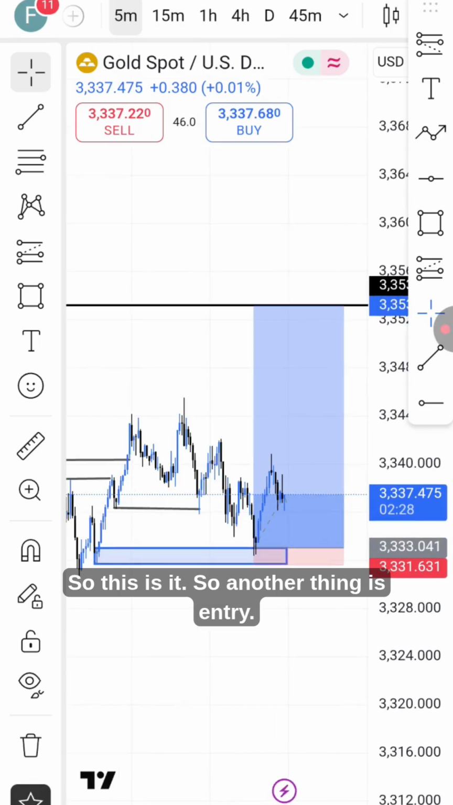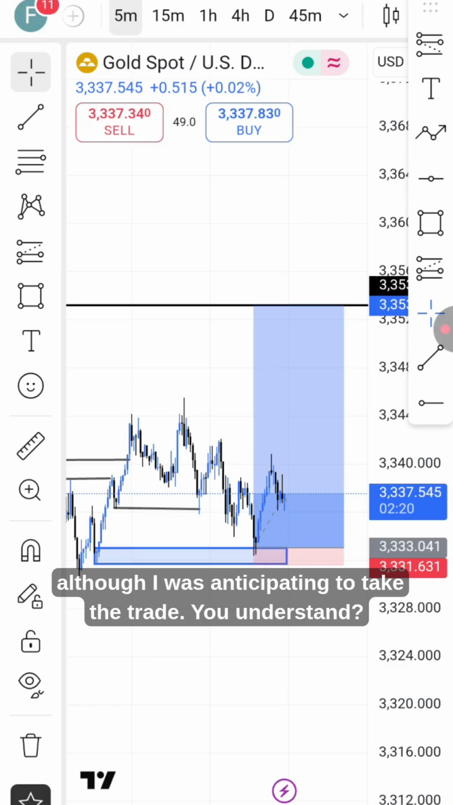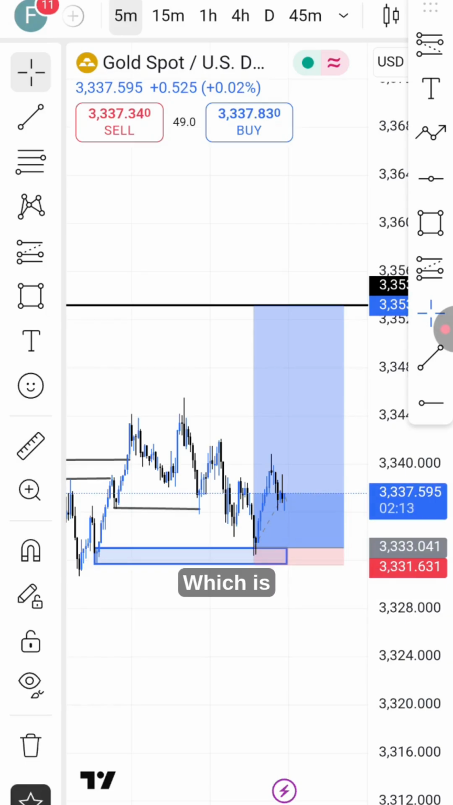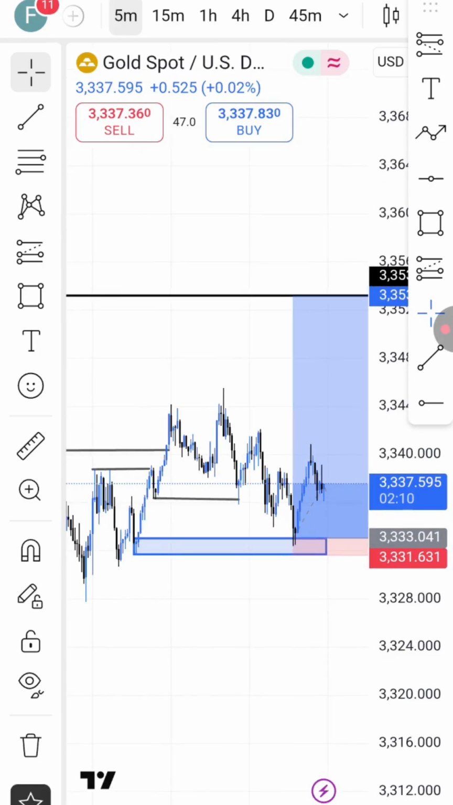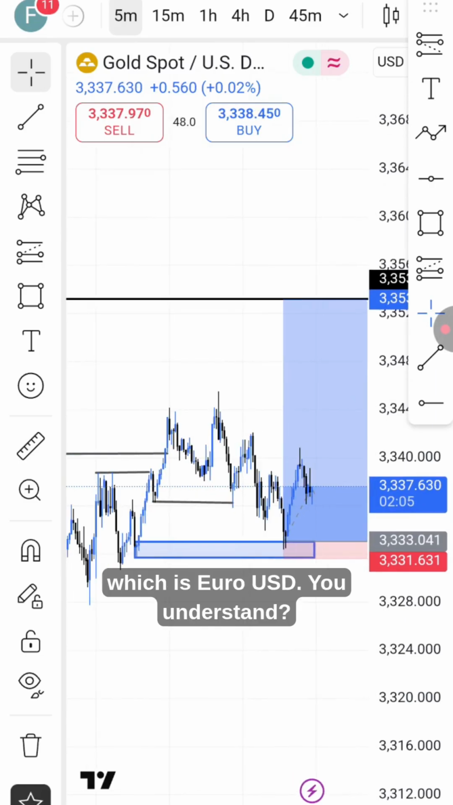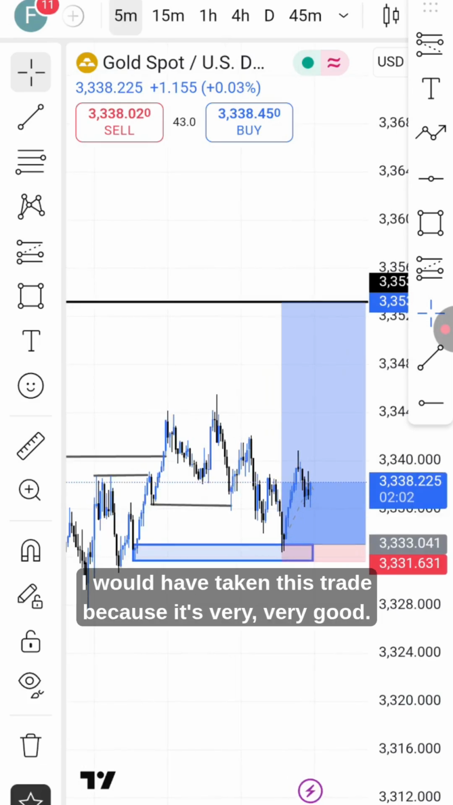So another thing is entry. Another point is to look for your exit. Now this buy on gold, I didn't take it, although I was anticipating taking the trade. Do you understand? But I said let me focus on one pair today. Do you understand? Which is GBP JPY, or EU, which is Euro USD. But this gold, if you had taken it, it's very, very good.